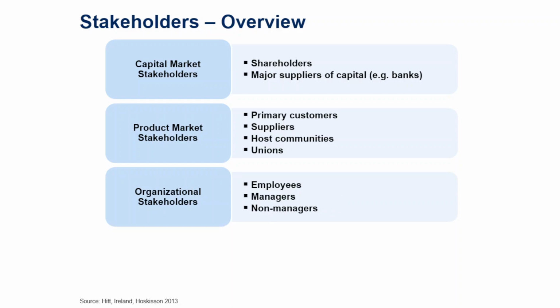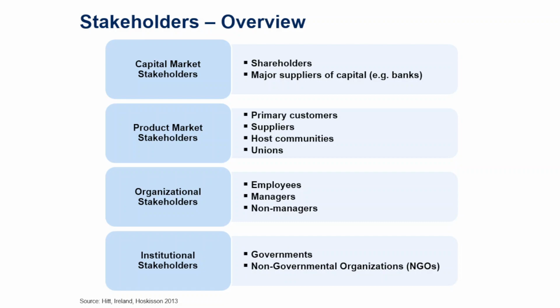The third group are organizational stakeholders, employees, managers and non-managers, for example, board members who govern the company. And the fourth group are institutional stakeholders, governments and non-governmental organizations. And you see from this chart that there's a number of stakeholders that we have to keep in mind when we write our strategy. And that also means writing a good strategy that addresses the needs and the wants of all these stakeholders is quite complex.